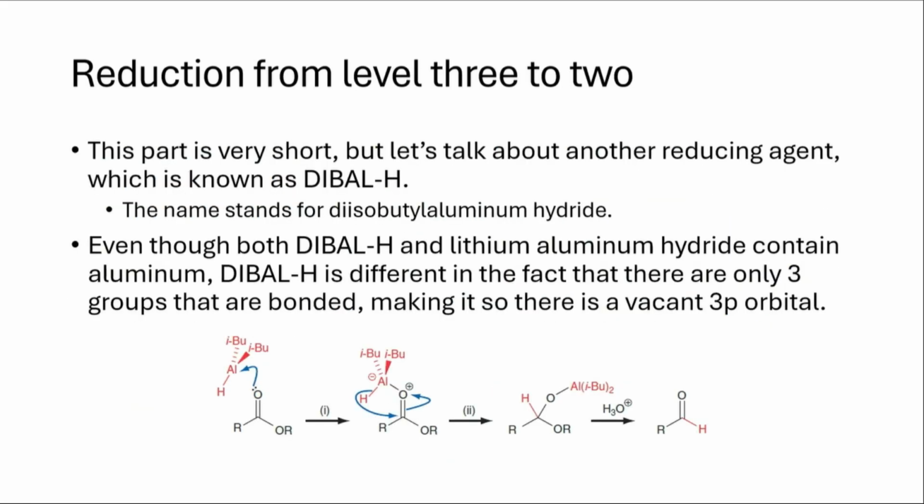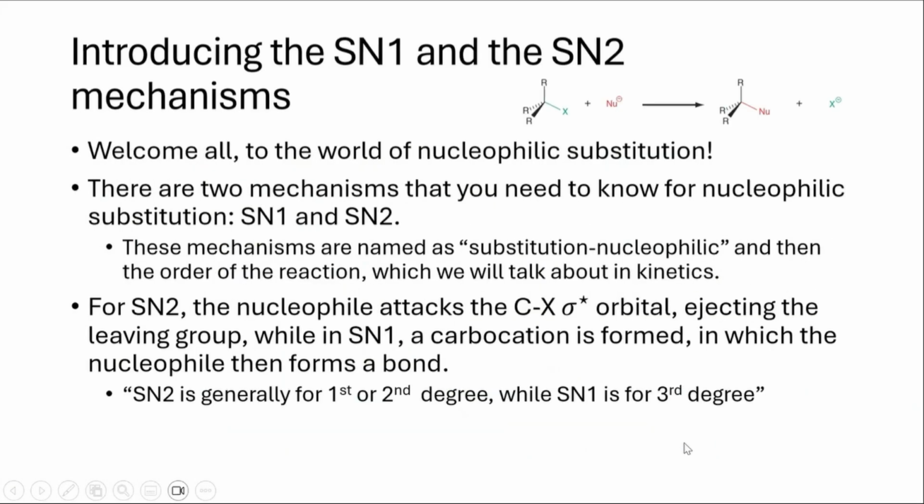So I want to talk about DIBAL-H, diisobutyl aluminium hydride, in this section. Even though DIBAL-H and lithium aluminium hydride both contain aluminium, there are only 3 groups that are bonded to aluminium. So we get some vacant p orbital here. And a lone pair on a hydrogen, if we have an ester here, that lone pair can be donated into that vacant p orbital. This will form an intermediate and get our acid workup here. We will get an aldehyde formed from DIBAL-H.